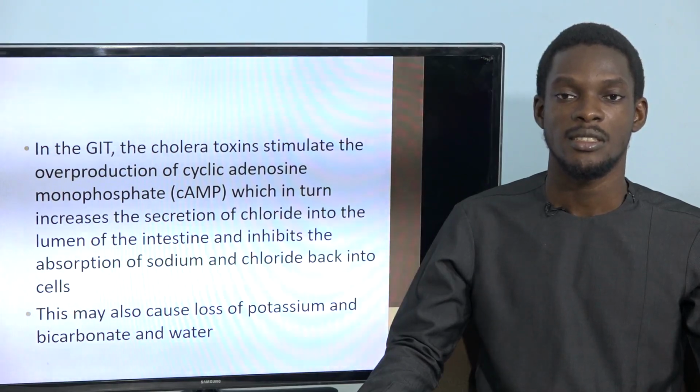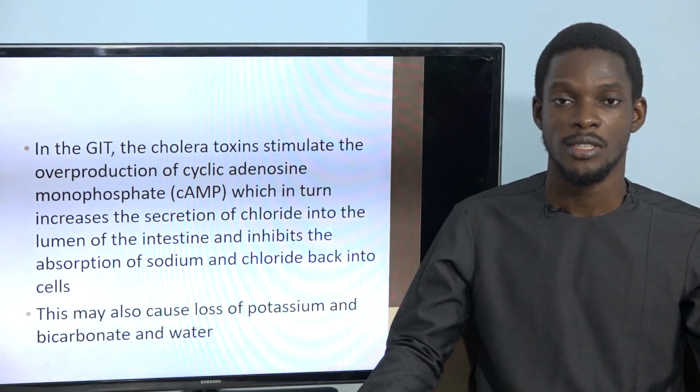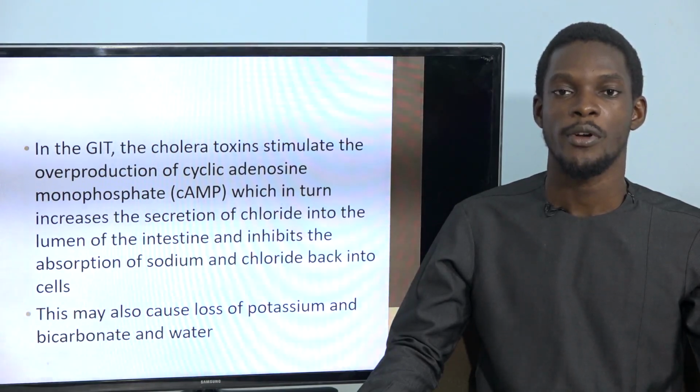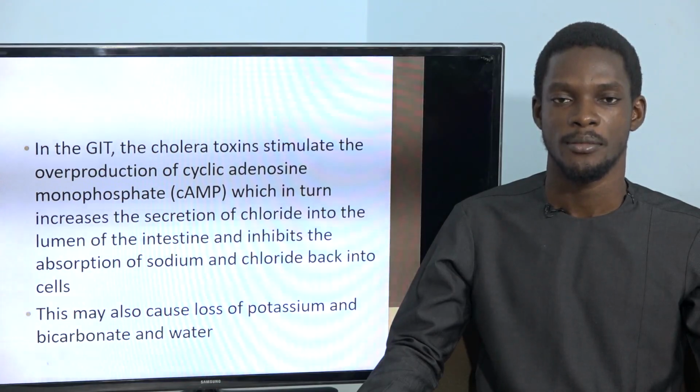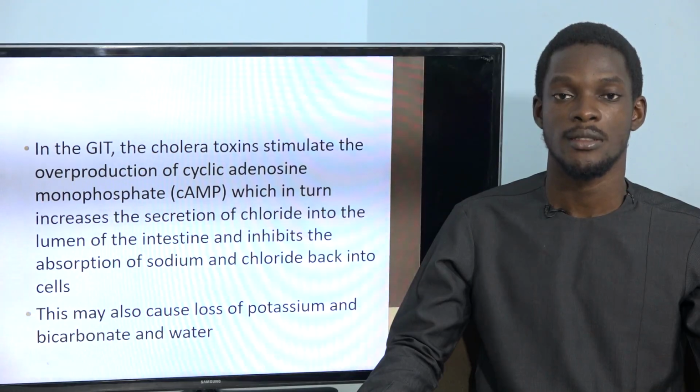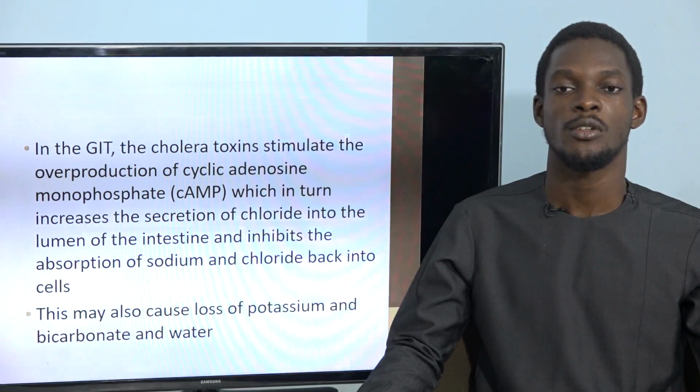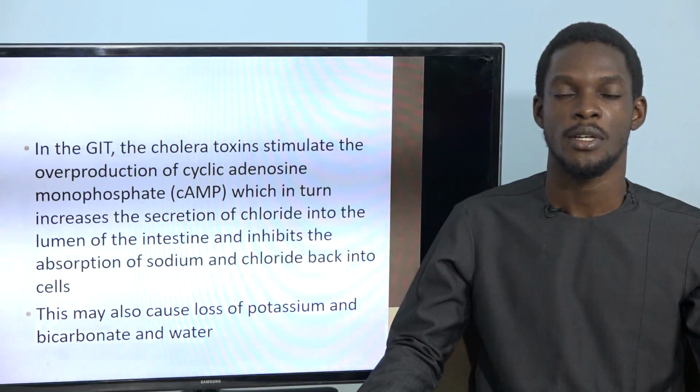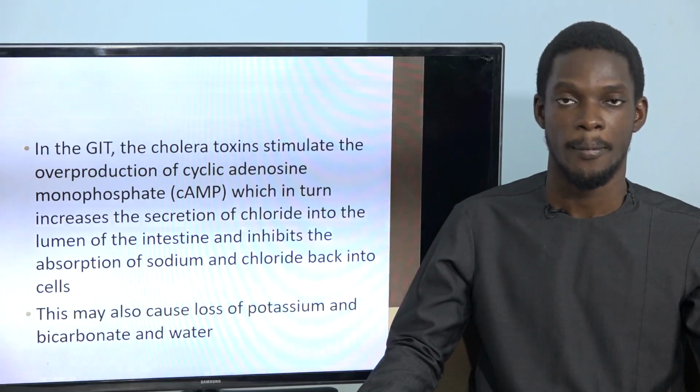So in the GIT, cholera toxins stimulate the overproduction of cyclic adenosine monophosphate, aka cAMP, which in turn increases the secretion of chlorides into the lumen of the intestines and inhibits absorption of sodium and chloride back into the cell. This may also cause loss of potassium and bicarbonate and water.